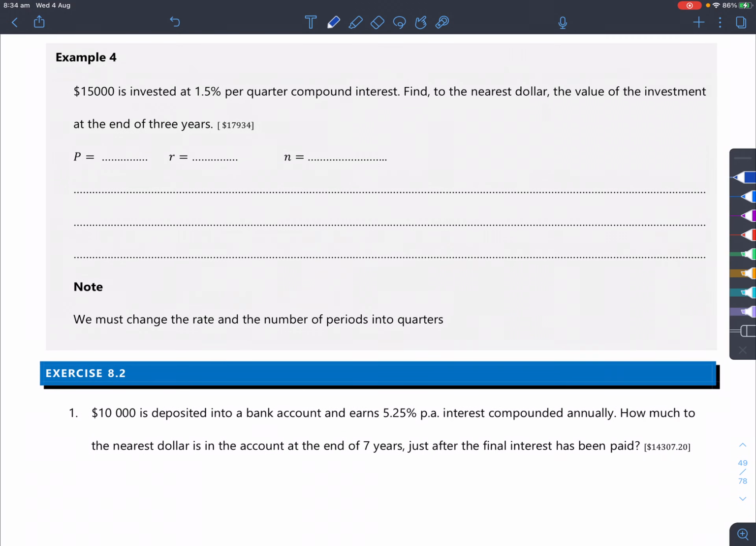Example 4. $15,000 is invested at 1.5% per quarter compound interest. Find to the nearest dollar the value of the investment at the end of 3 years. So firstly, notice that it is per quarter that we're investing at. And we've got to keep it as this way. The principal in this case is $15,000. Our rate is 1.5%. So if you divide that by 100, it would be 0.015. Our end value in this case is 3 years worth of quarters. So every year it's going to be 4 quarters. So you're going to do 3 times 4. So there's 12 quarters of a year in 3 years.